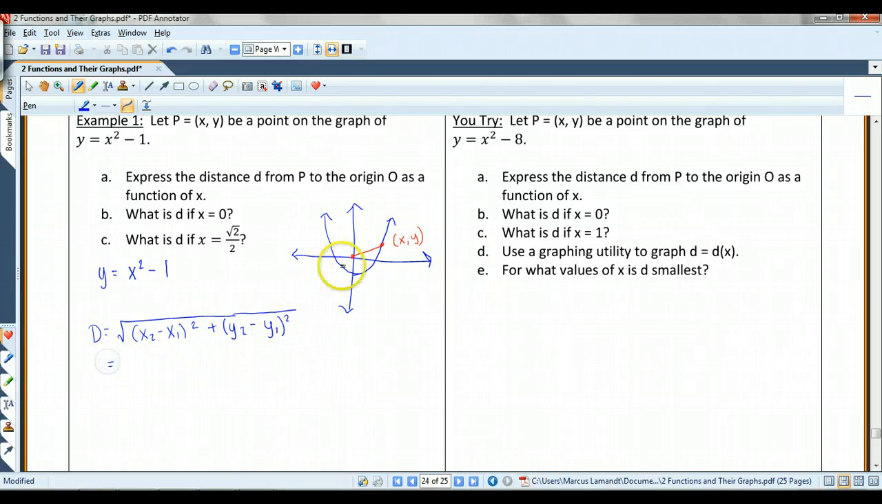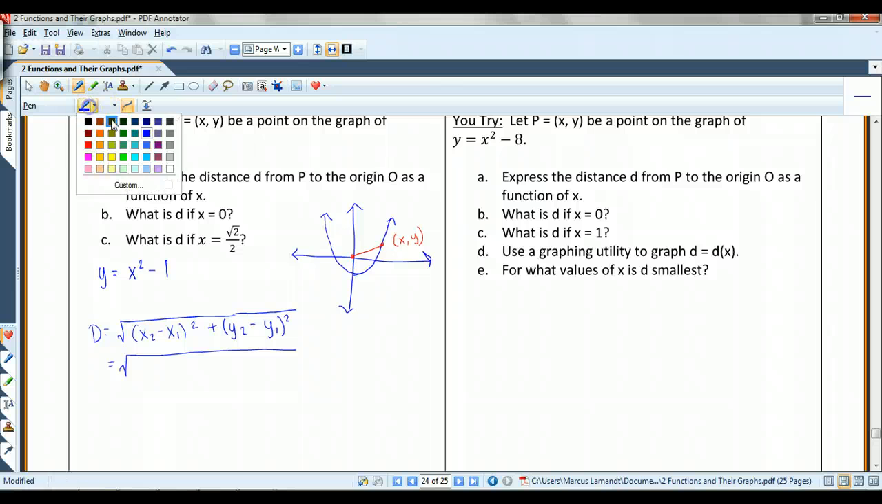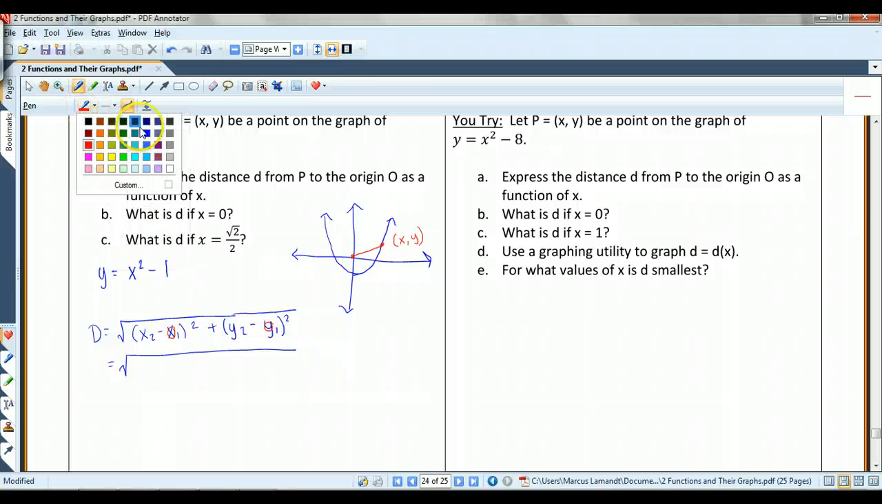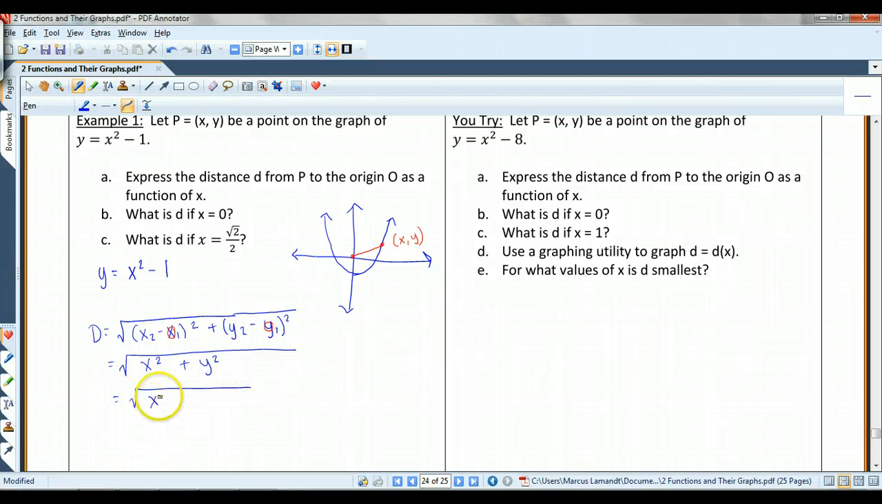Now we know x1, y1 is 0, 0. So if I plug in 0, 0, I end up with x² + y². And I know that y is x² − 1, so I'm going to plug that in. So now I've got x² + (x² − 1)².